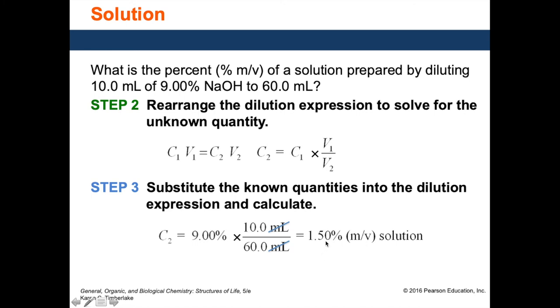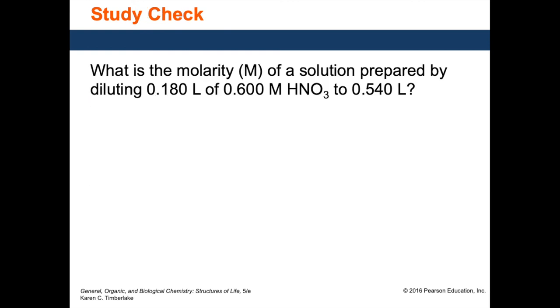And again, if you want to check your work, just to make sure this makes sense, we're diluting the solution, so it makes sense that the concentration should decrease as the volume is increasing. So you know that your answer is going to be lower than 9%. Okay, here's another one you can try out. This one involves molarity. Okay, and that's going to be relatively easy since your concentrations are in molarity and your volumes are in liters. So feel free to pause this. I'll move on ahead to the answer slide so that you can check your work.